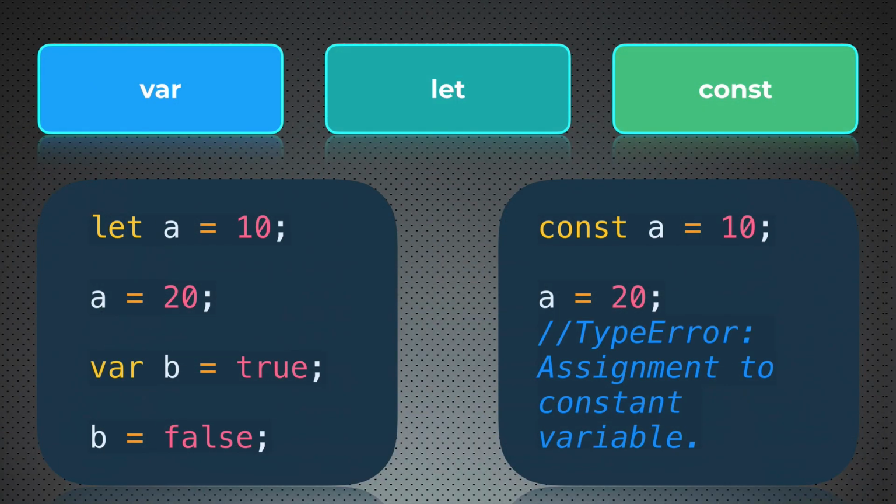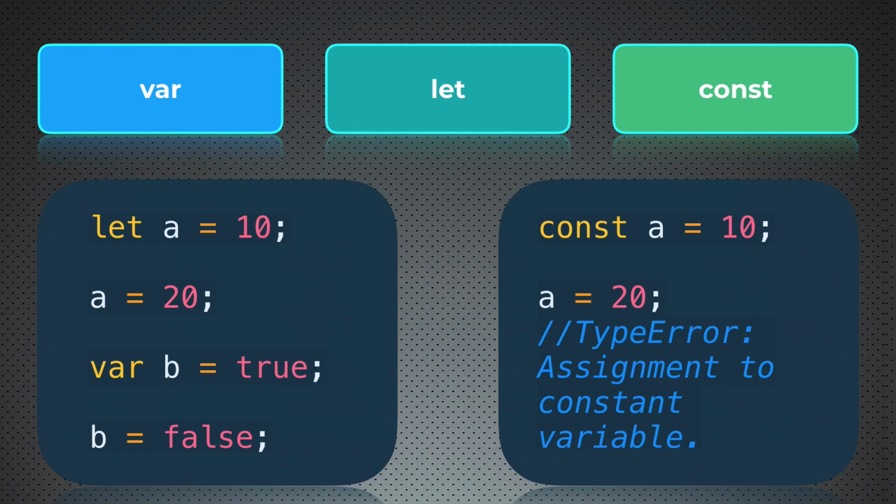In this example on the left, you see that we create two variables a and b, and a is created using the let keyword, and it is immediately assigned value 10. And on the next line, we perform value reassignment. We reassign new value 20 to the already created variable a. And with let, it's possible. We will not get any error.